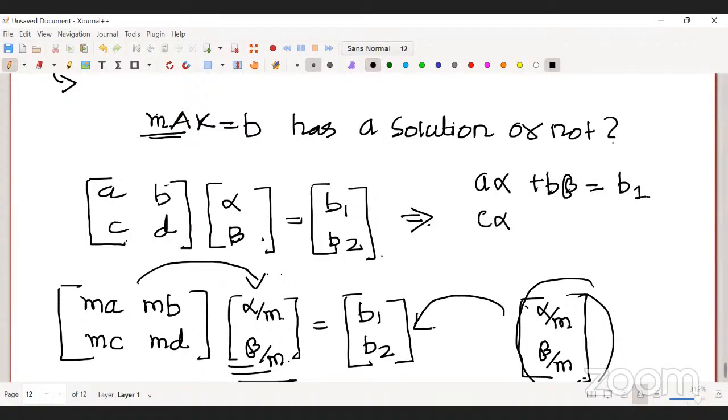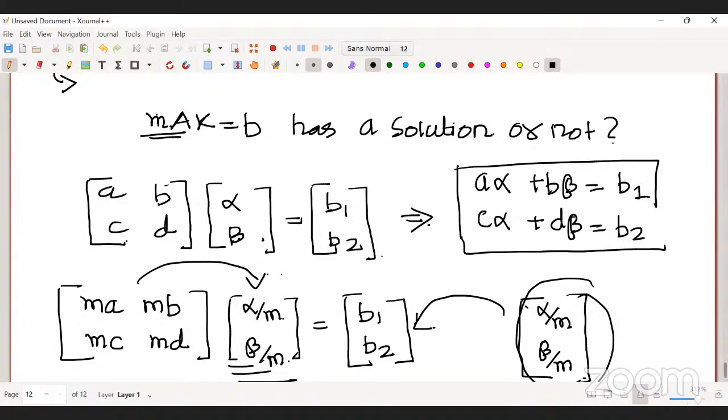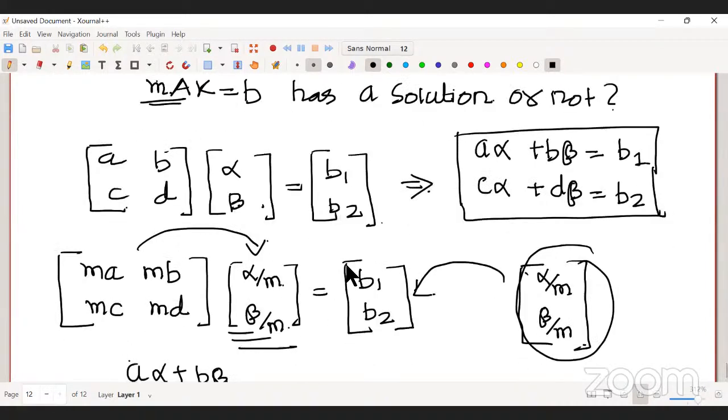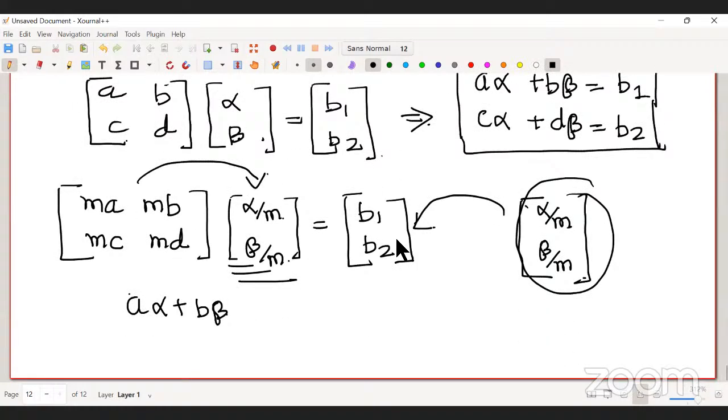C alpha plus D beta is B2. So this one you know. Okay, this one you know. Now you have to find some x1 and x2 such that this condition holds.